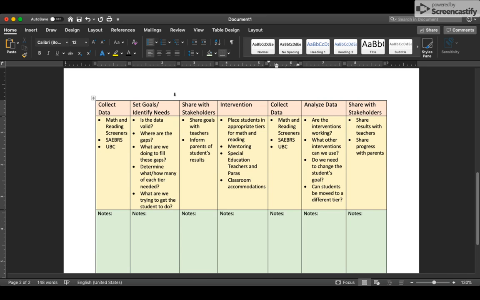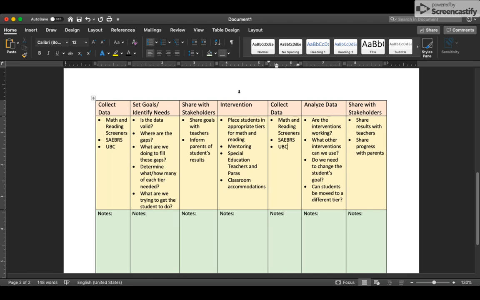Figure out where the gaps are, what we are already doing to help fill those gaps, and determine what and how many of each tier we need. For the GEI, specifically, what are we trying to get the student to do? What are we tracking? Then share with the stakeholders: share the goals with the necessary teachers, and inform parents of the results. Do they need math intervention? Do they need reading intervention? Explain why we started a GEI on their student, etc.